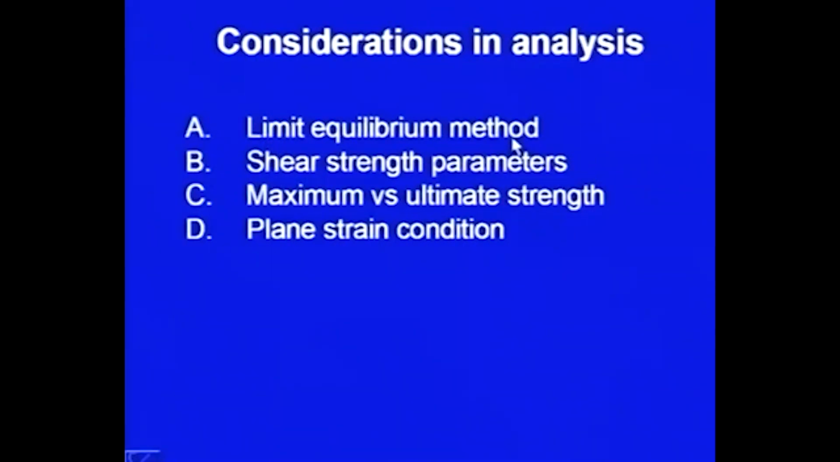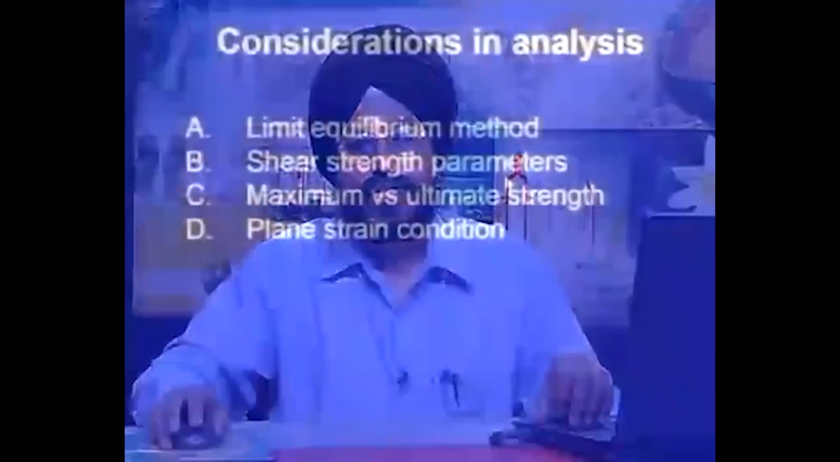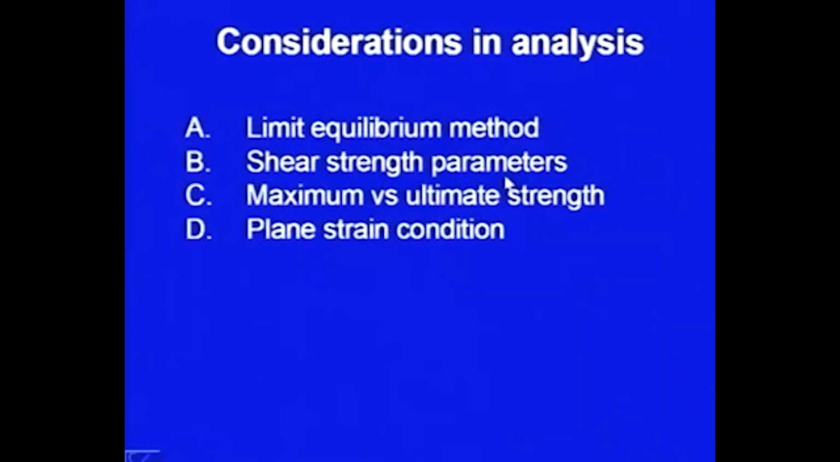Limit equilibrium method means we consider some failure plane, a potential failure plane is considered, and on that potential failure plane we find out what are the shearing stresses, what are the mobilized shearing stresses and what are the available shearing strength. The ratio of the shearing strength and the mobilized shearing resistance, that gives the factor of safety. Then we discussed about the shear strength parameters. The Mohr-Coulomb parameters C and phi in general will be used.